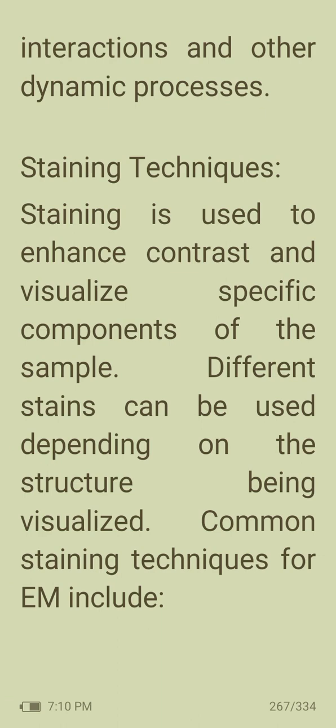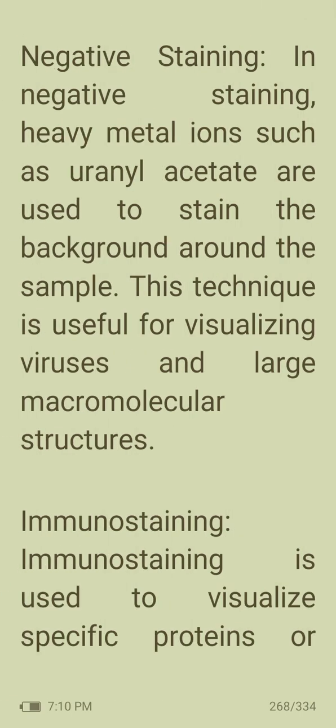Staining techniques. Staining is used to enhance contrast and visualize specific components of the sample. Different stains can be used depending on the structure being visualized. Common staining techniques for EM include negative staining. In negative staining, heavy metal ions such as uranyl acetate are used to stain the background around the sample. This technique is useful for visualizing viruses and large macromolecular structures.